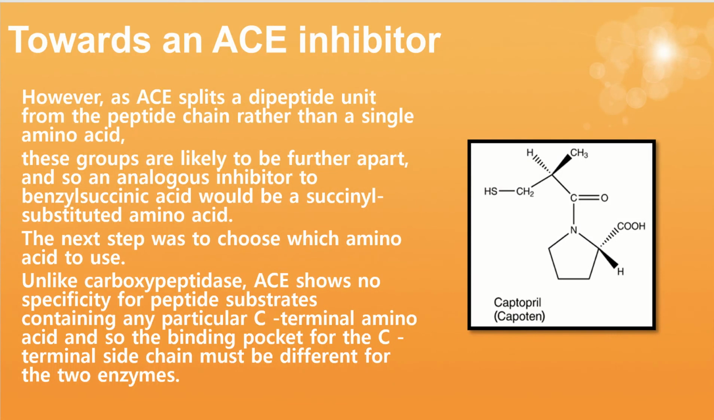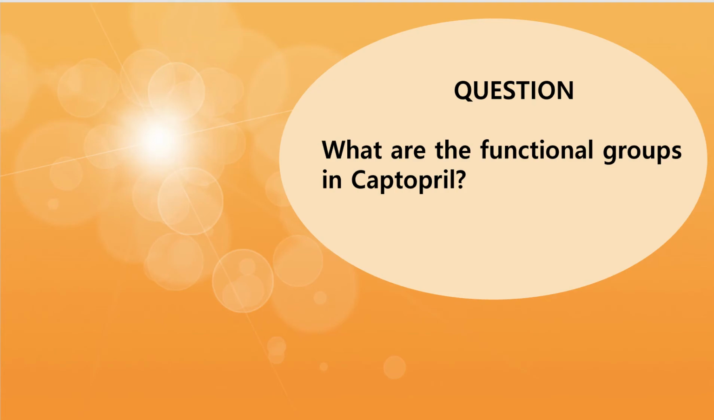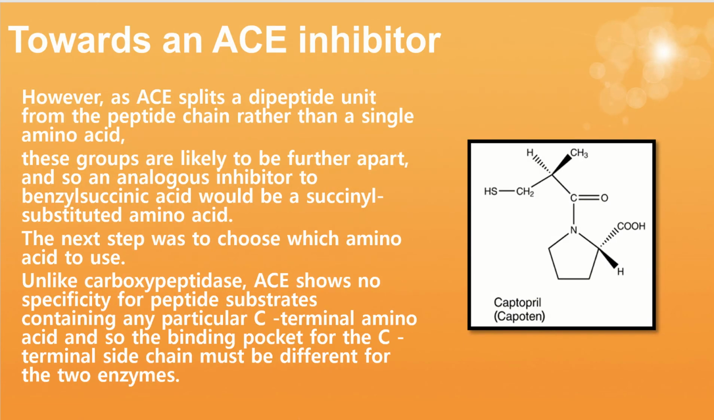So we kind of mentioned this already. The two enzymes were different. However, it's still significant, it's still noteworthy because one thing essentially led to another that was effective. So another question is, what are the functional groups of Captopril? So this is the structure of Captopril, and you should be able to identify all functional groups.